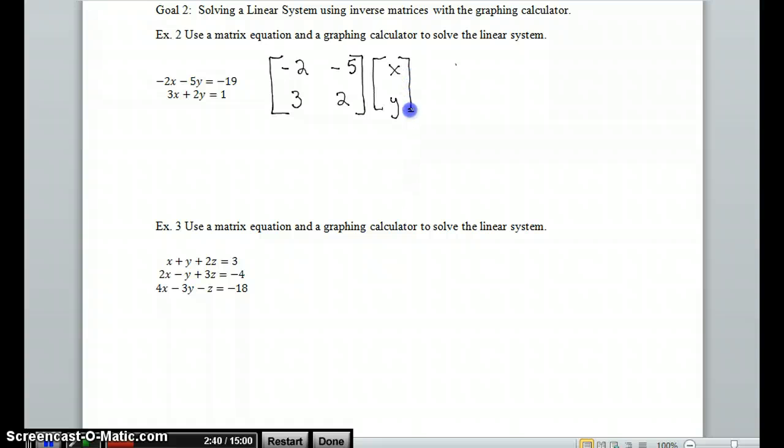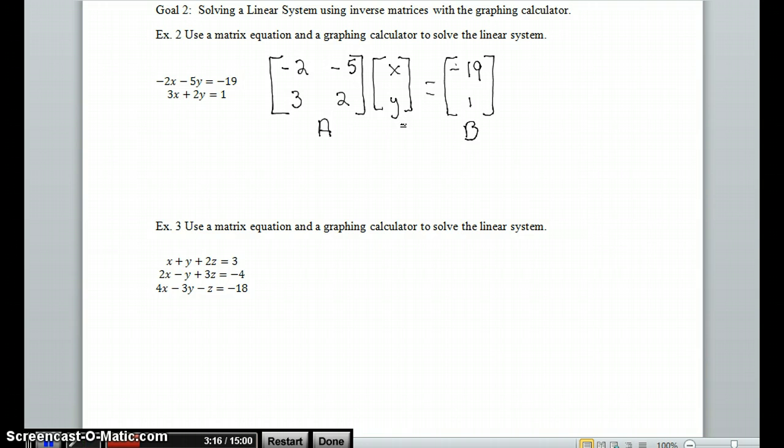When you're solving this, we always write the matrix equation first. -19, and then 1. Now, when I get my calculator, I'm going to put this in my calculator as matrix A, and I'm going to also put this in matrix B. We never really put the variable matrix in our calculator, because you really can't. So we're just going to put A and B in our calculator, and I'll show you how that goes.